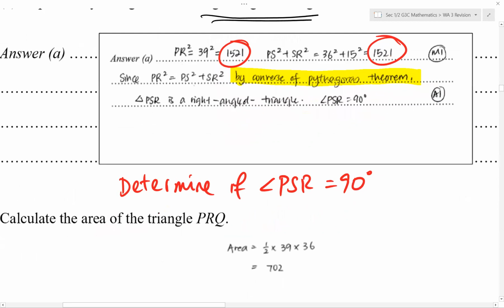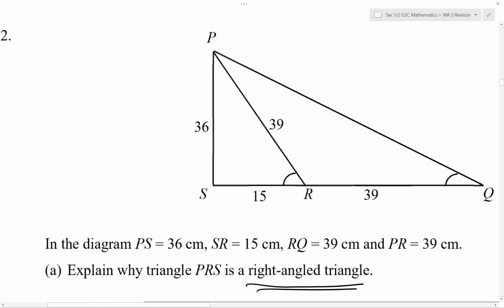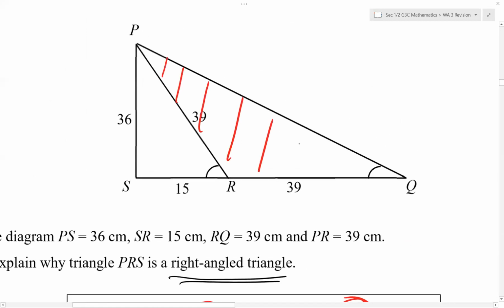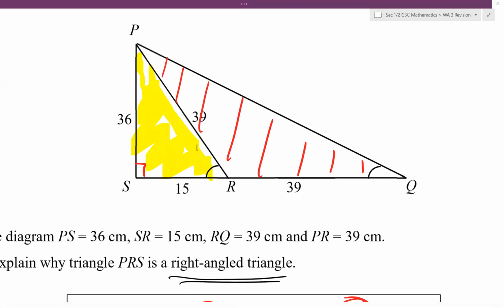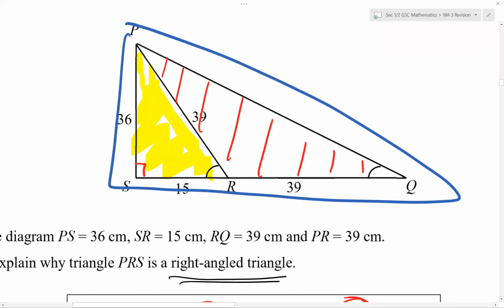So next, calculate the area of PRQ. Okay, to find this area, we can take half times base, since we know that this is 90 degrees already. Half times base times height for the smaller triangle. We got a base already, 15. We got a height as 36. Half times base times height. Area of the yellow triangle can be found. Area of the humongous triangle, the largest triangle, also can be found.